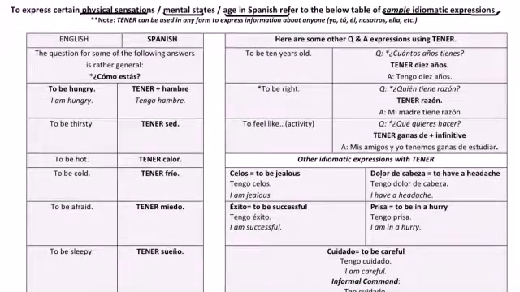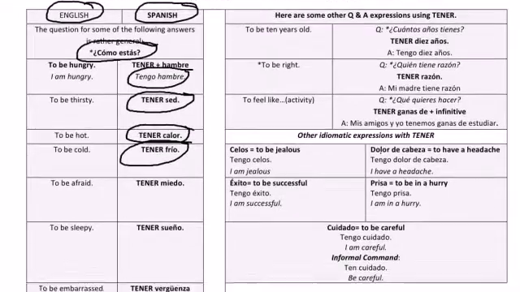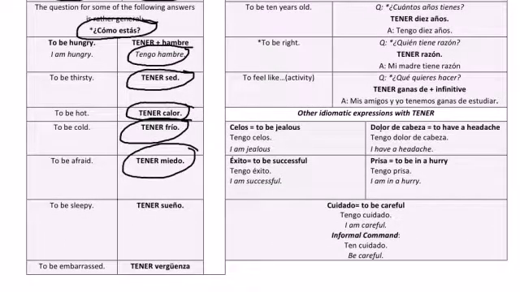If we look at our chart here, we can see that I have corresponded English to Spanish. And the question for some of the following answers is rather general, ¿Cómo estás? And you can answer in any of these ways. So I can say, ¿Cómo estás? Tengo hambre. ¿Cómo estás? Tengo sed. ¿Cómo estás? Tengo calor. ¿Cómo estás? Tengo frío. ¿Cómo estás? Tengo miedo.